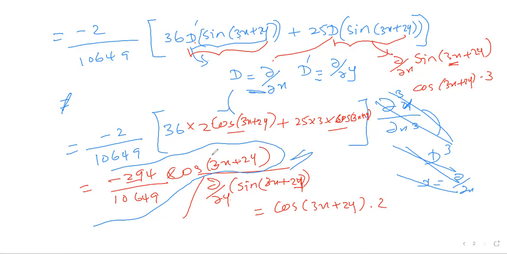I hope I have completed. At last, this is only our PI, no? So you have to write what our complete solution will be. That is equal to whatever you find, CF plus PI, this PI. So this is the final answer. One of the students asked about that. I have finished it. Just write down roughly so you can finish up later.